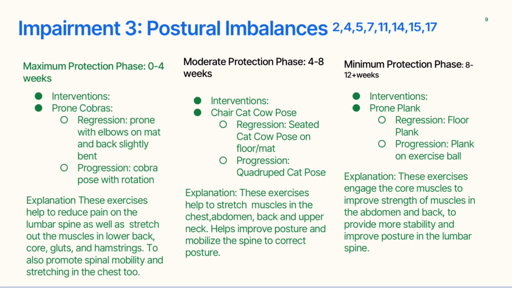So at least within this one, it'll help with targeting more your pecs and your erector spinae, and other ones in the core, again, like the transverse abdominis, rectus abdominis, and obliques. And then for the final protection phase, minimum, we focused on planks or prone planks.